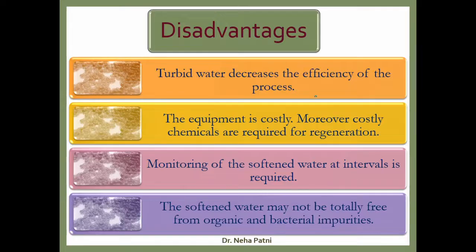And now coming to the disadvantages portion too, because here turbid water, yes, poses somewhat of a problem. In the zeolite process it was a limitation, it stopped working. But here it is not going to stop the process, but it is, yes, going to decrease the efficiency. It may clog the pores. Then the equipment is comparatively costly, and obviously the chemicals are comparatively costly. Monitoring here also is required, and yes, organic and bacterial impurities are not removed here. So if any microorganism is present, there is no provision for that. We can go to RO.